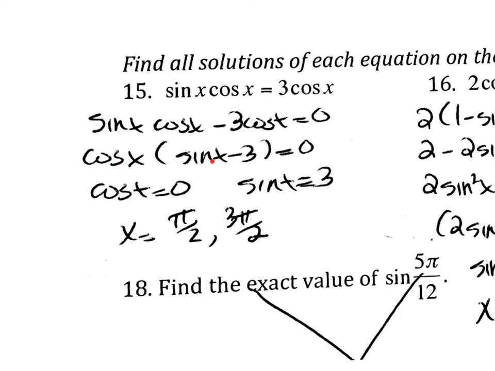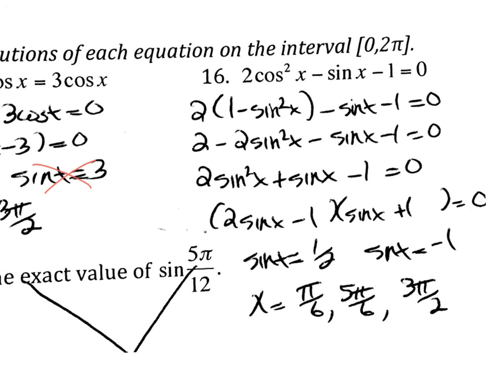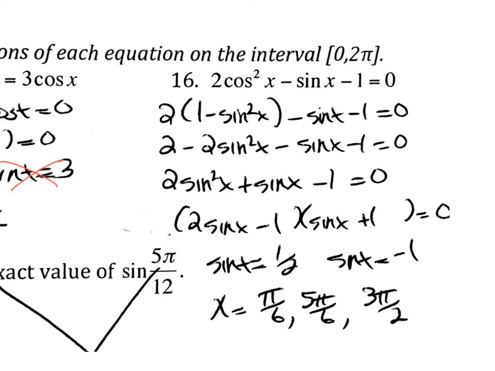That left sine x minus 3. So either cosine is 0 or sine is 3. And hopefully remember, sine cannot be 3 because sine cannot be bigger than 1. So you got to figure out where is cosine 0. And cosine is 0 on the y-axis, which is pi over 2 and 3 pi over 2. Let's go to 16 here.